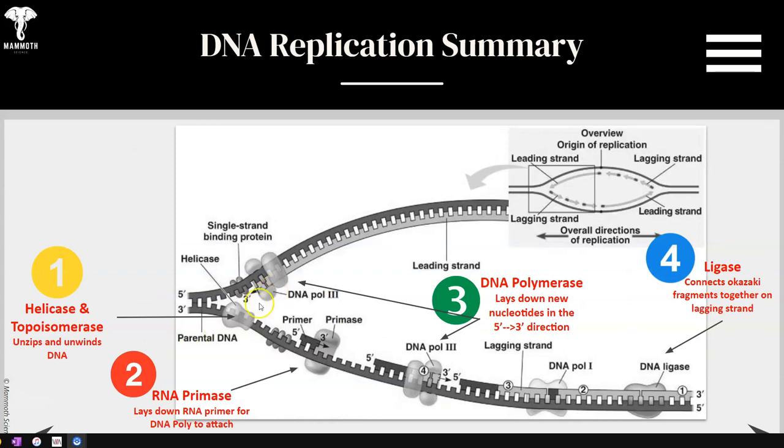and then the DNA ligase puts them together. So this is the actual summary. It goes step by step of what's being laid down. Helicase, topoisomerase, single-stranded binding proteins, primase laying down the primer, DNA polymerase then hooking up to that primer, laying down new nucleotides in the 5' to 3' direction, and then ligase connecting all the Okazaki fragments on the discontinuous or lagging strand.